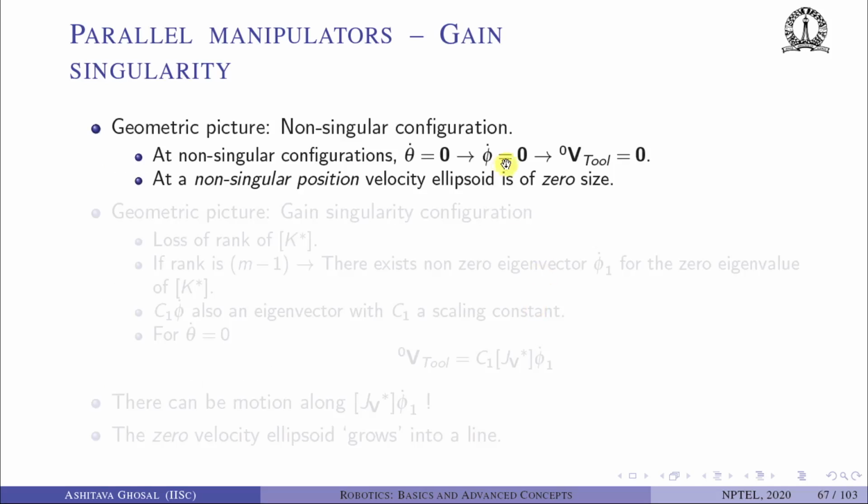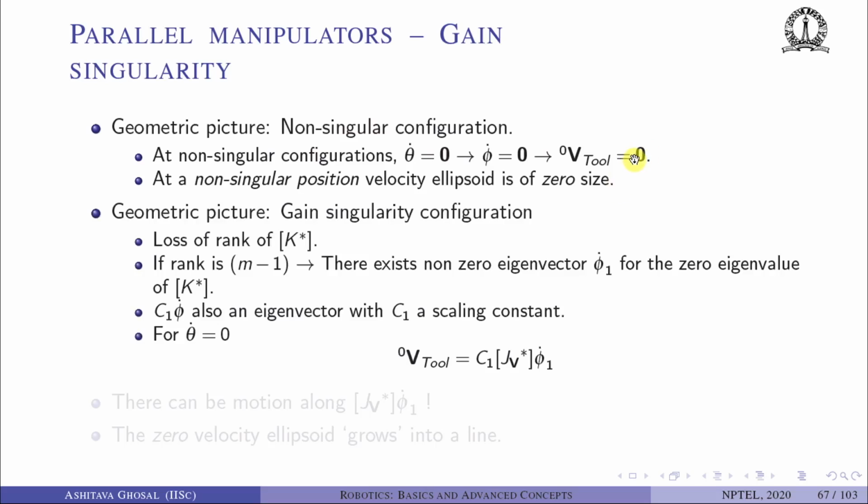So a geometric picture of a parallel manipulator with gain singularity. Basically, at a non-singular configuration, if theta dot is 0, phi dot will be 0. Okay, so if determinant of k star is not equal to 0, both theta dot and phi dot will be equal to 0, and hence the linear velocity of the tool will be 0. Okay, so at a non-singular configuration, the position velocity ellipsoid is of 0 size. Okay, the velocity vector is 0 magnitude. Or you can think of it as an ellipsoid of 0 size.